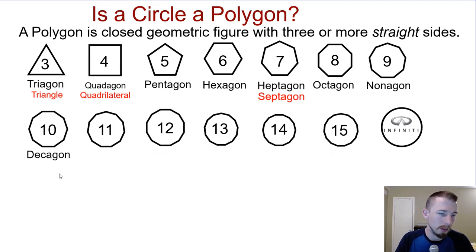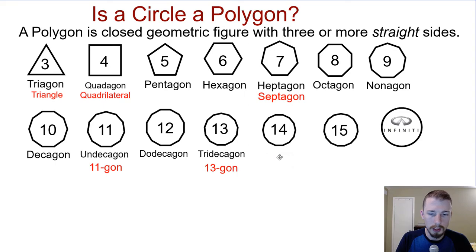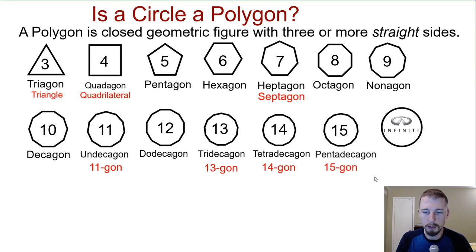Decagon, like December, my birth month. And then undecagon, you can just call it an 11-gon if you want. You don't have to remember. All these have names, but we'll see if I can remember. Dodecagon, tridecagon, tetradecagon, and then pentadecagon. I should have been able to figure that one out. But anyway, you can just call them 11-gon, 13-gon, 14-gon, and 15-gon. If you're not sure about any of them over 10, just do that.